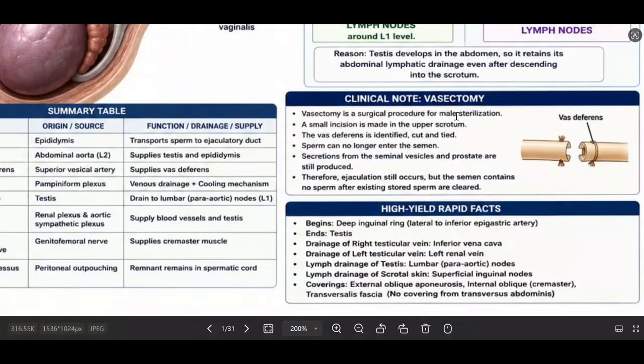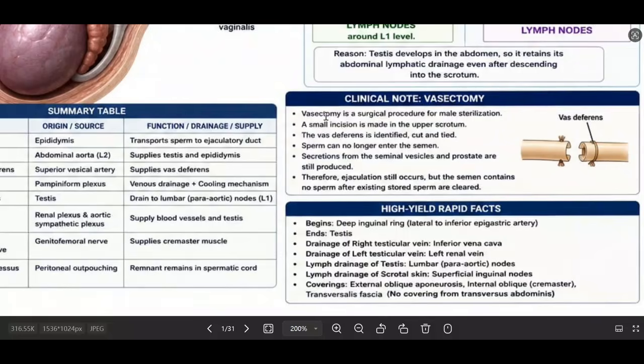Okay. Now let's study a clinical note that is related to this, and that is vasectomy. So what is vasectomy? Vasectomy is a surgical procedure for male sterilization, or you can say to produce male infertility.